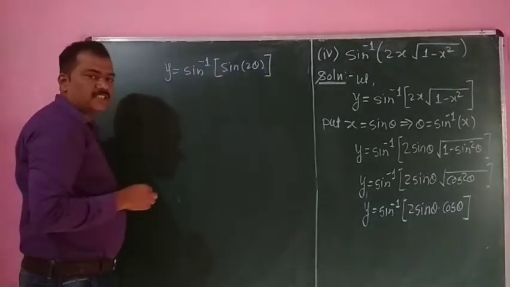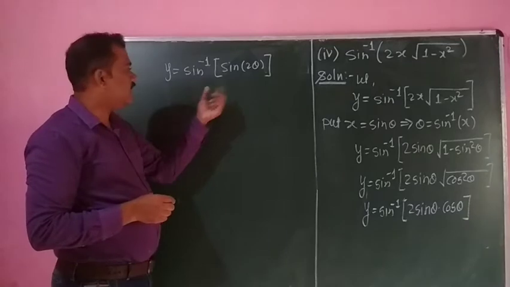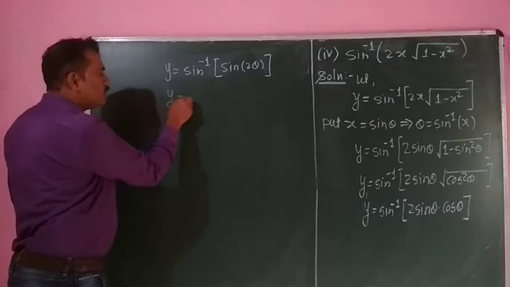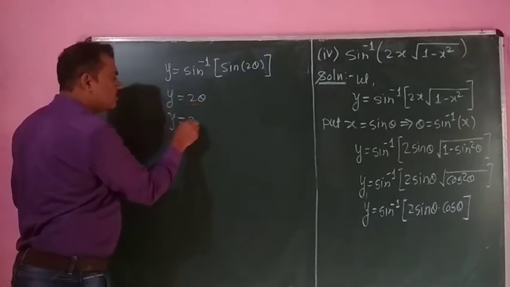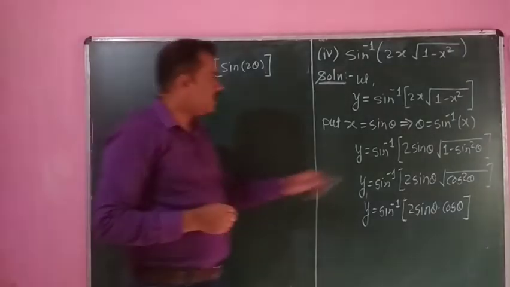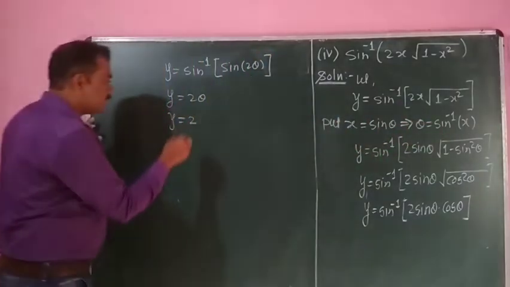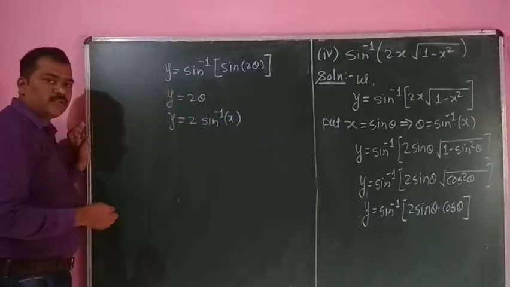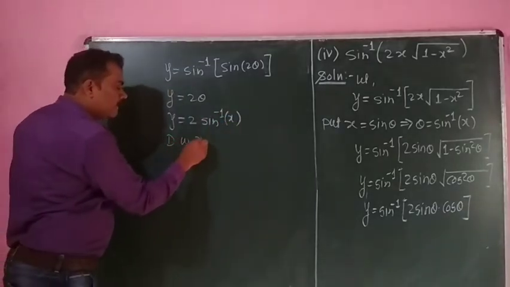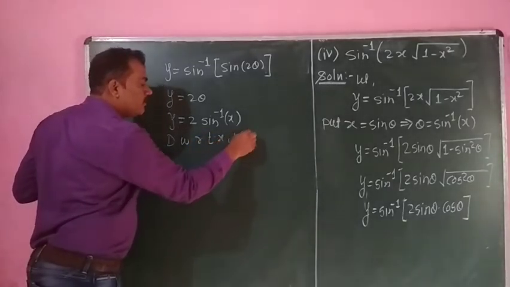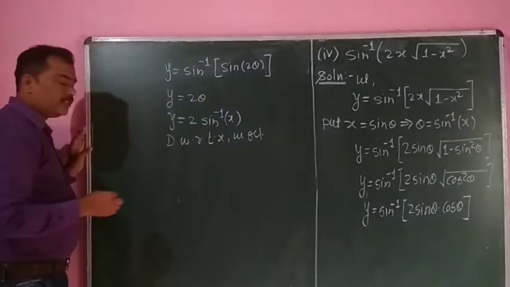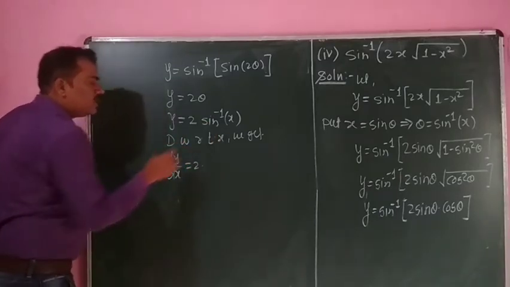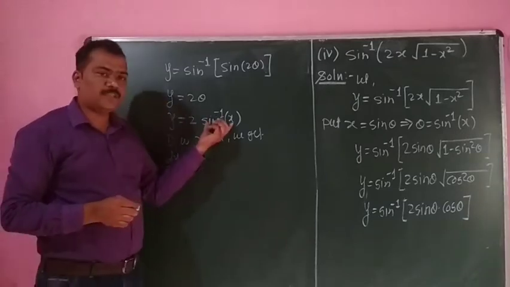Sin inverse of sin x is nothing but x, so here we get 2 theta. Or simply, sin inverse and sin get cancelled, and y is equal to 2 theta, that is, y is equal to 2 times, what is the value of theta? Theta is nothing but sin inverse of x, so y is 2 times sin inverse of x. Now we have to differentiate with respect to x. The differentiation of y with respect to x, dy by dx, is equal to 2 into, what is the differentiation of sin inverse of x with respect to x?